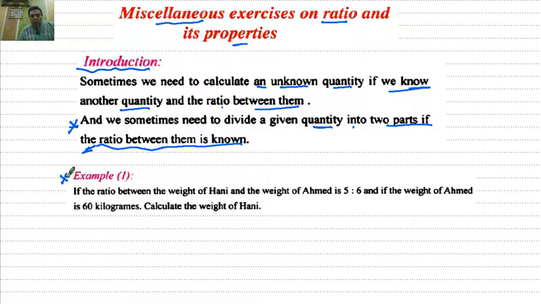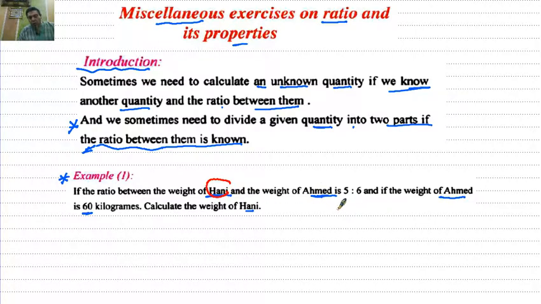Example number 1. The ratio between the weight of Hani and the weight of Ahmed is 5 to 6. If the weight of Ahmed is 60 kilograms, calculate the weight of Hani. The question starts with Hani, so we start with Hani.